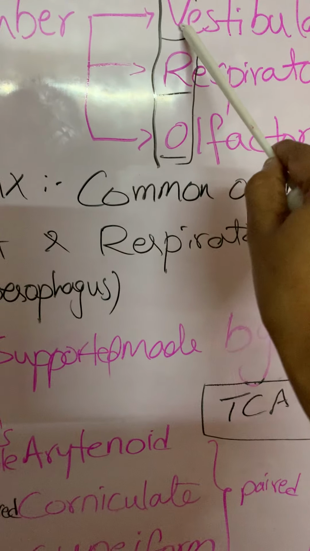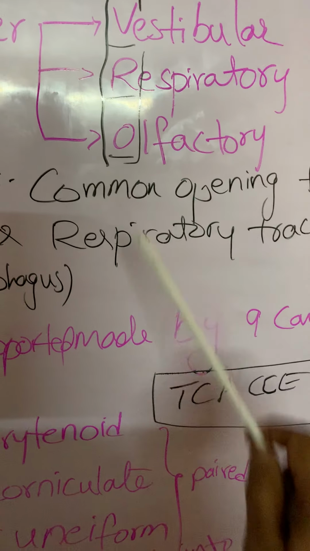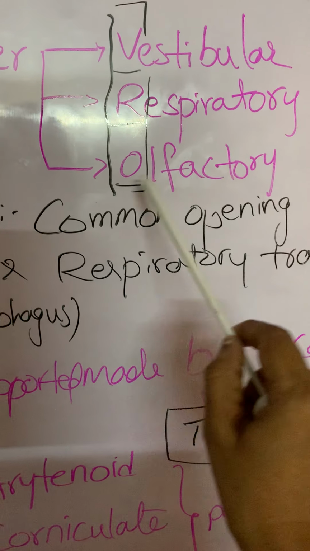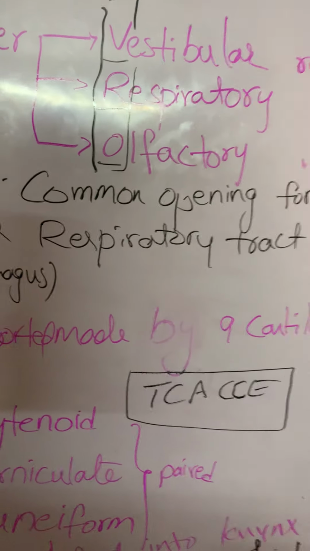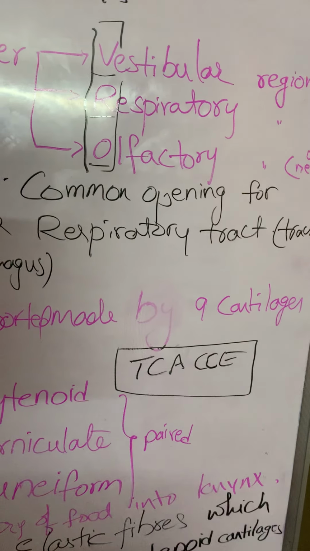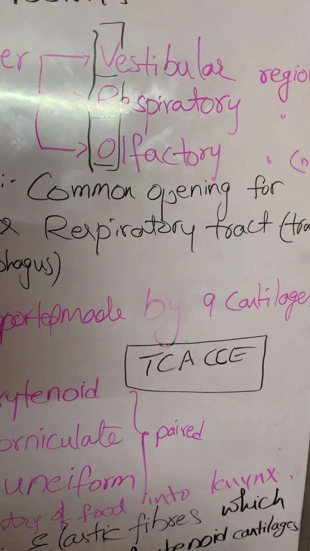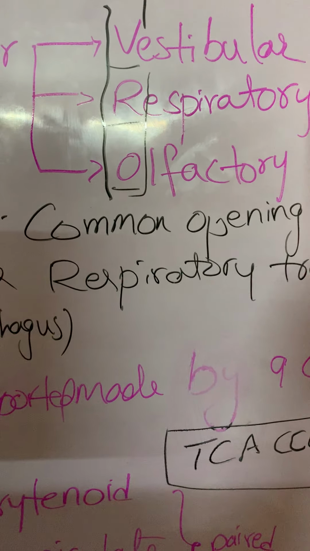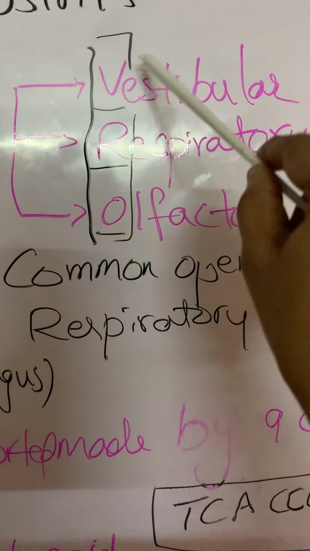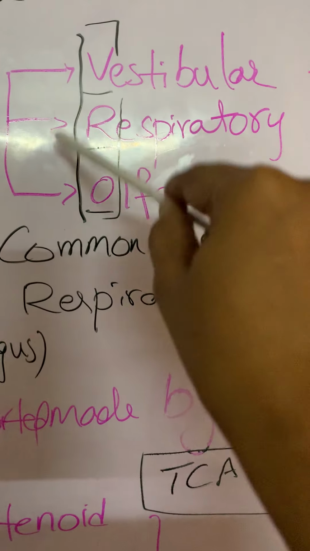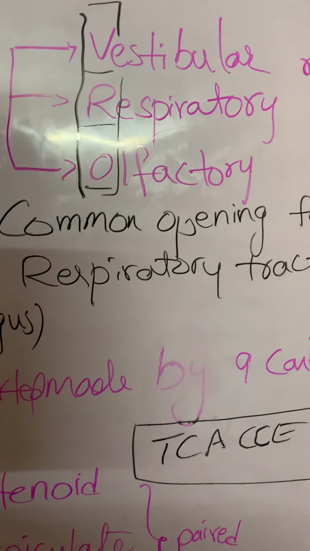So you have to remember VRO. V means vestibular, R means respiratory, O means olfactory. VRO also means village revenue officer. If you remember VRO, village revenue officer, then you can easily memorize these three regions: the vestibular, respiratory and olfactory regions.